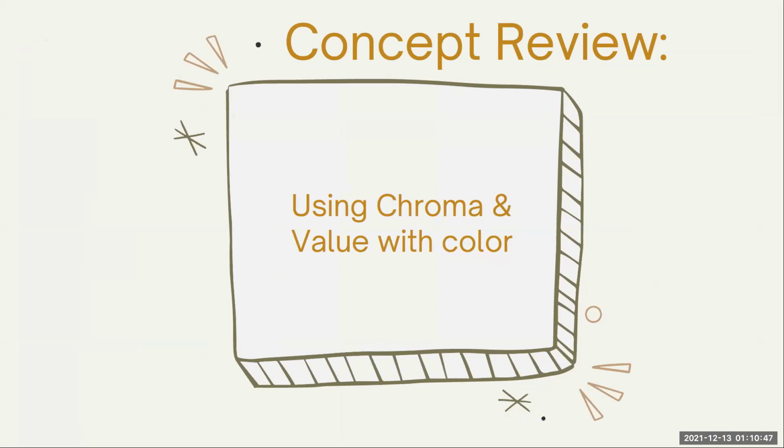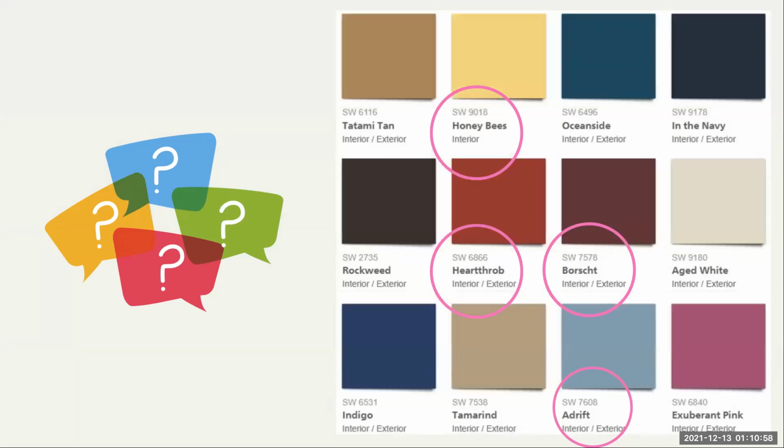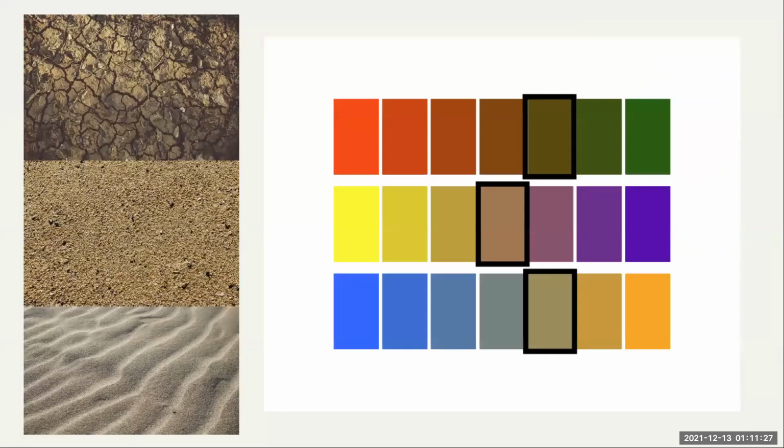When using chroma and value with color, I want you to think: it can be really confusing if I give you a name like heartthrob, borscht, adrift, or honeybeads for you to create the type of color that I'm thinking about in my head. So the Munsell color system, which was introduced in the color unit, talks about color being broken up into three dimensions. There's the first dimension, which is the hue, like red, yellow, or green. And then there are variations in chroma, which is how much or how little gray, and value, how light or how dark. So each hue, each color, has three dimensions.